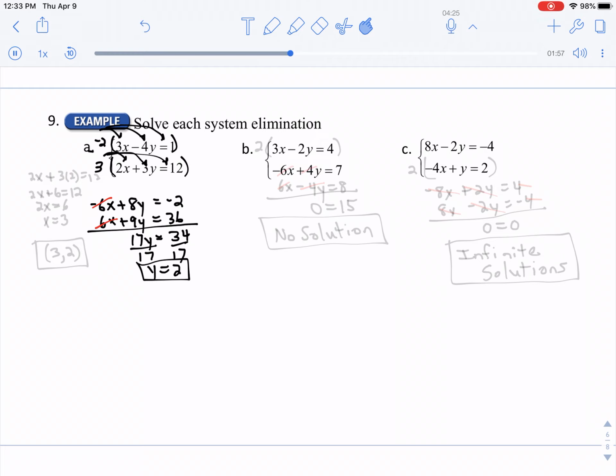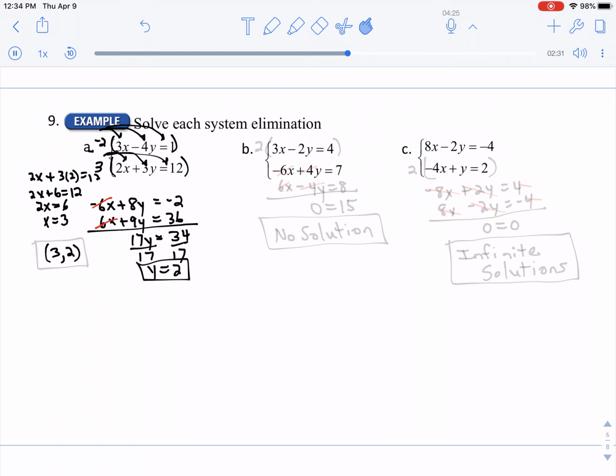Now I can go back up into one of the original equations, it doesn't matter which one, and I'm going to substitute in a 2 for y. So I'll use that second equation, and I get 2x plus 3y, but y is now a positive 2, so 3 times 2 equals 12. So 2x plus 6 equals 12. Subtract 6 from both sides, we get 2x equals 6. And divide by 2, and we get x equals 3. So our ordered pair for this solution is 3, 2.